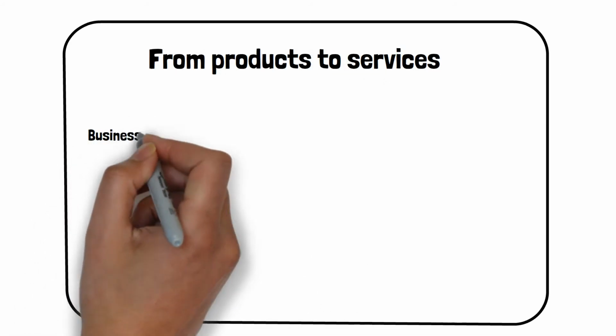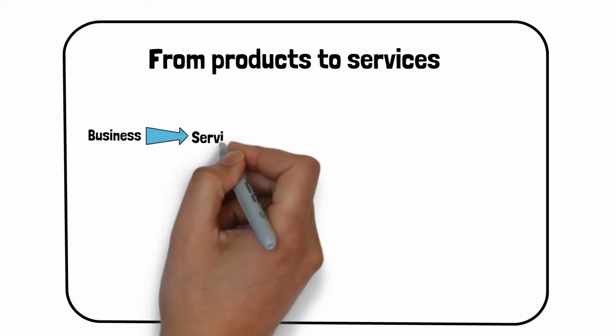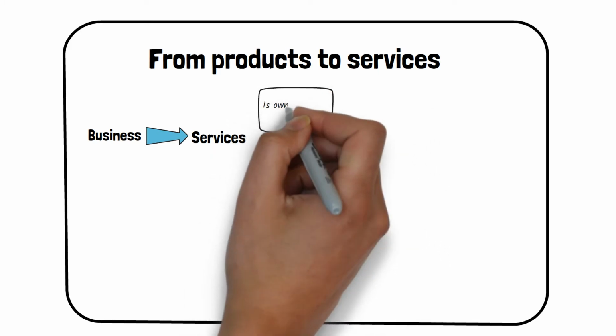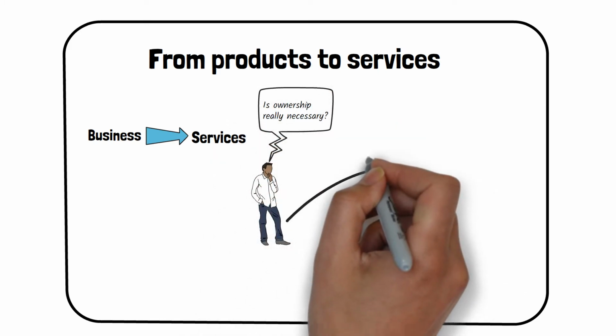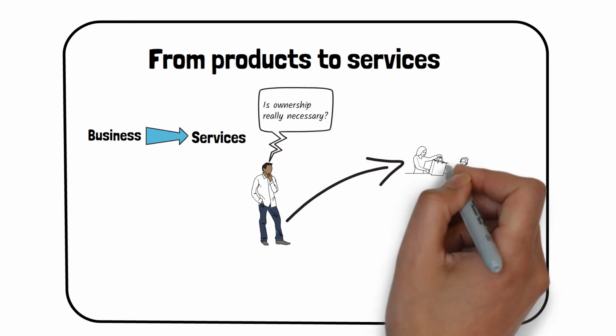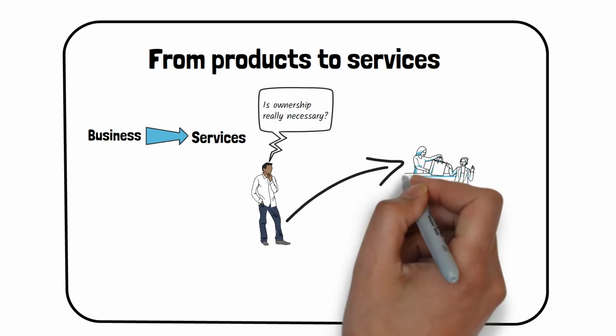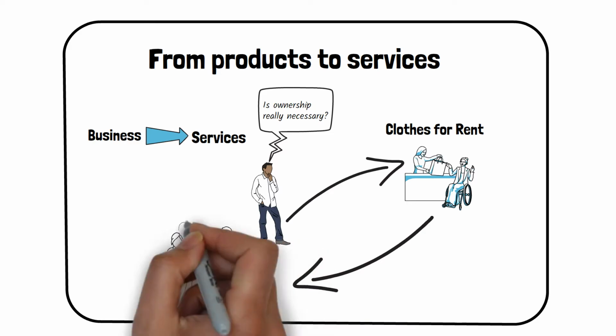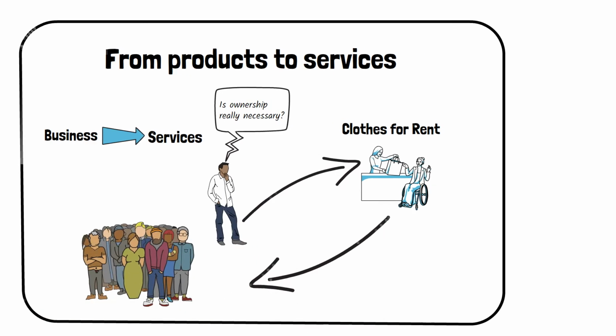From products to services. One of the many ways we can really reduce the use of material is by switching our business to service. Another thing we can do as an end user is to ask ourselves, is ownership really necessary? One really good strategy would be changing ownership to access or rent. The customers can have access to a product for a short period of time, after which they can return it to the service provider for a new user to be used.